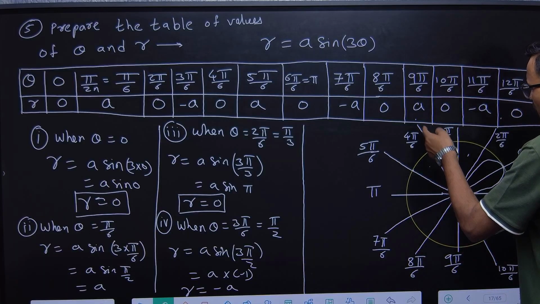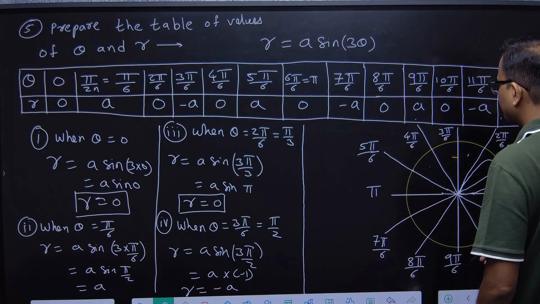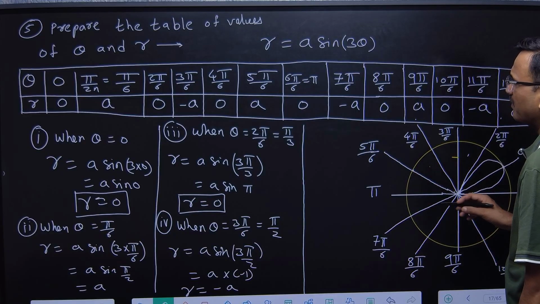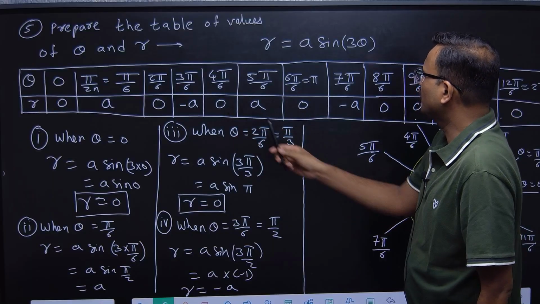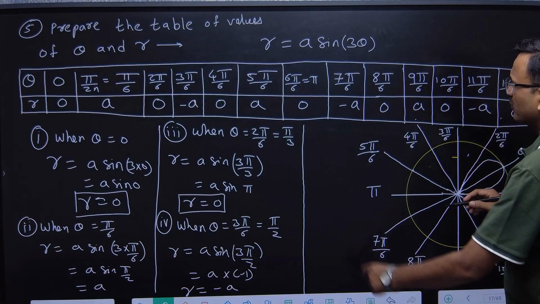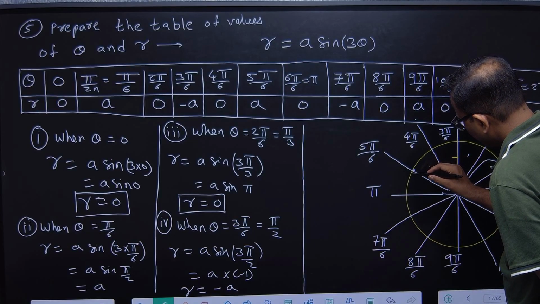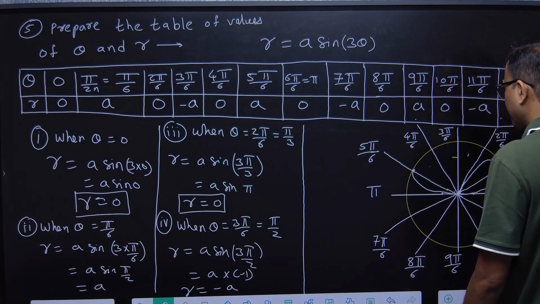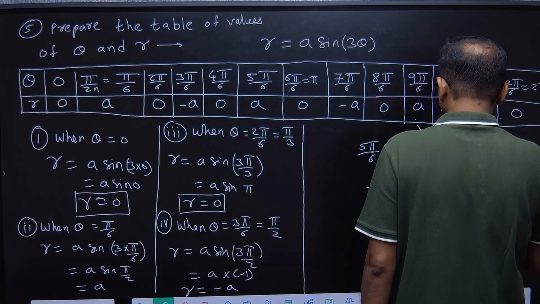And at 4 pi by 6 and 7 pi by 6, r is 0. So these lines are tangent to the curve at the pole. Theta is pi and theta is 4 pi by 6, there r is 0. They are tangent to the curve at the pole. So we draw the next loop about the line theta is 5 pi by 6 where r is plus a. We draw the loop in such a way that theta is pi and theta is 4 pi by 6 are the tangents at the pole.